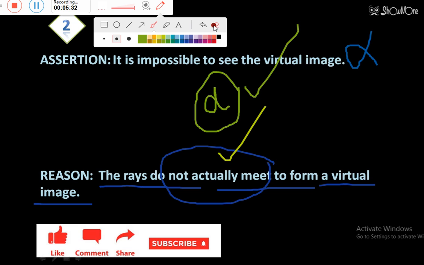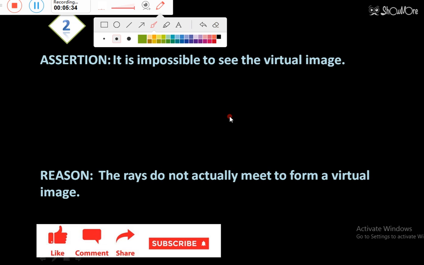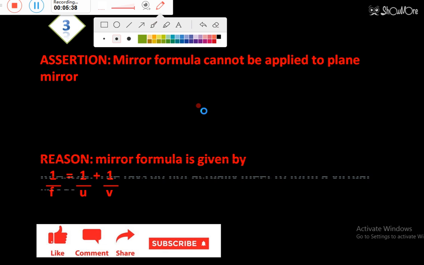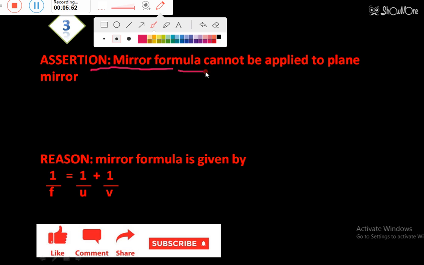Let's move to the next question. The next question will be displayed on your screen, and this is question number 3. Question number 3 says: mirror formula cannot be applied to the plane mirror. So, the assertion is saying mirror formula cannot be applied to the plane mirror.